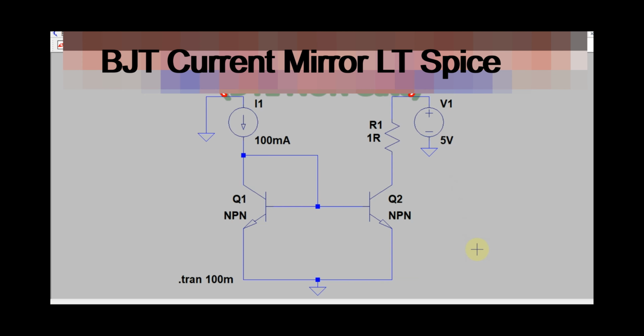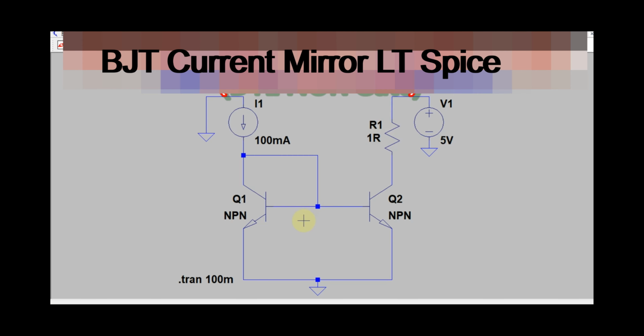So today we are going to understand the BJT current mirror circuit in LTspice. I'm not going into much detail on the theory. I will just run the simulation and show you the behavior of the BJT current mirror circuit. I will tune the value of this resistance R1 and show the behavior of this circuit, right?